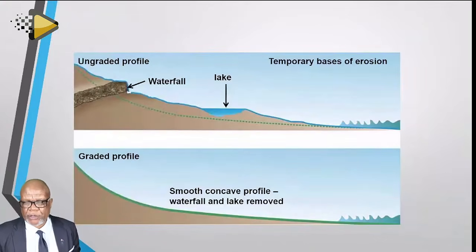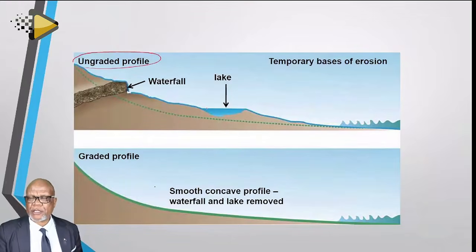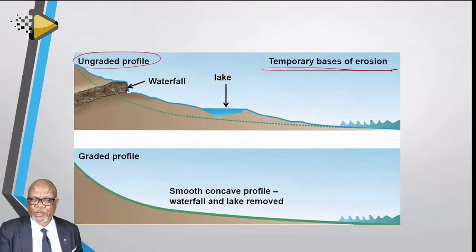Then now we're looking at the river from the side like that. So we have what you call graded and ungraded profiles. Why is this river ungraded? Because there are obstacles or nick points. Why is this river graded? Because it has got a smooth concave profile. So these are the nick points or the obstacles, the temporary base level of erosion. We call them temporary base level of erosion because they can change over time.